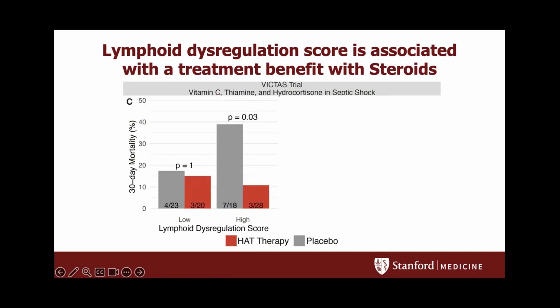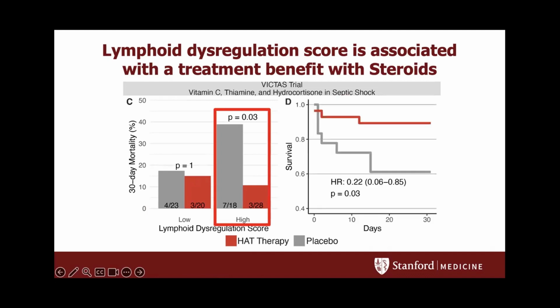So VICTUS was a clinical trial of vitamin C, thiamine, and hydrocortisone in high-risk sepsis patients. And so here you can see that exact same graph on the left. What you can see is that once again, patients with lymphoid dysregulation at baseline experienced a treatment benefit, this time to hydrocortisone, with a profound survival benefit very similar to that seen in anakinra. So this is across viral and bacterial infections across two different immune modulating therapies. We're able to show that this dysregulation that we're measuring is associated with heterogeneity of treatment response.